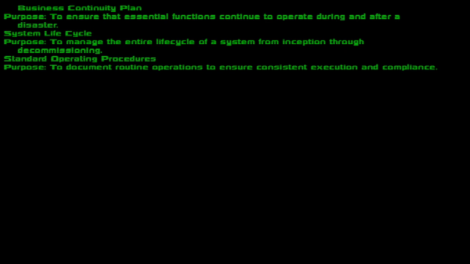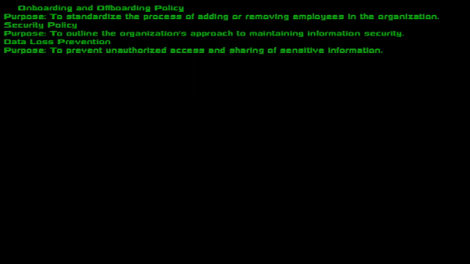Remote access policy. Purpose: to control remote access to internal networks. Onboarding and offboarding policy. Purpose: to standardize the process of adding or removing employees in the organization. Security policy. Purpose: to outline the organization's approach to maintaining information security. Data loss prevention. Purpose: to prevent unauthorized access and sharing of sensitive information.